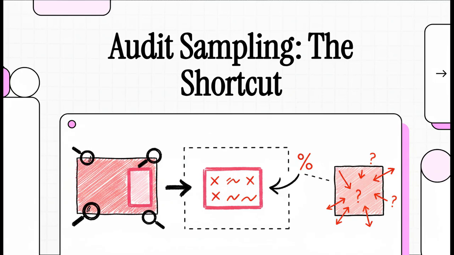Welcome to the Explainer. Okay, imagine you're an auditor and you are staring at a literal mountain of financial data for a huge company. It seems impossible, right? Well, today we're diving into audit sampling, the smart and sometimes risky shortcut that auditors use to draw these massive conclusions from just a tiny slice of information.